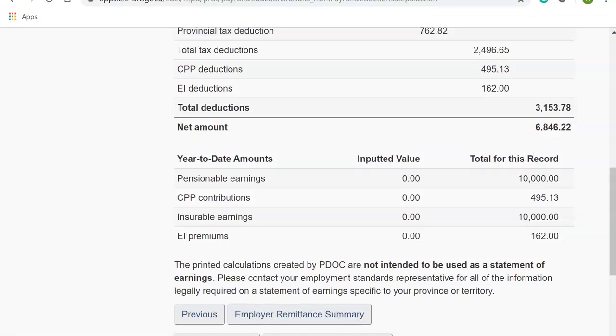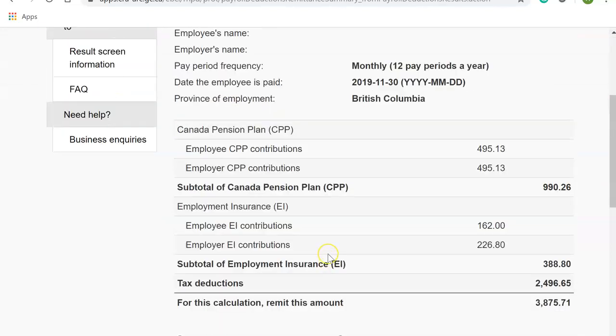So before I show you the journal entry to pay the taxes to Canada Revenue Agency, we can go to the employer remittance summary. And this is where it'll tell us how much we owe. So the CPP is the employee and employer's portion, and then the EI is the employee's portion and then the employer's contribution. And then the total taxes that were also deducted was the $2496.65. So in total, we have to remit to Canada Revenue Agency $3875.71.